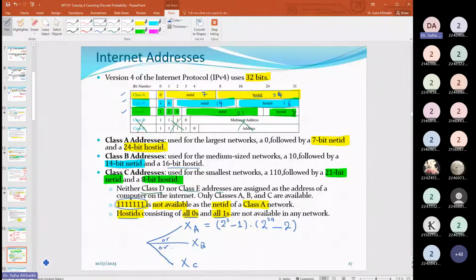We're gonna do the same for class B. Class B starts with 1 0, and the net ID has 14 bits. So I'm talking about 2 to the power 14.